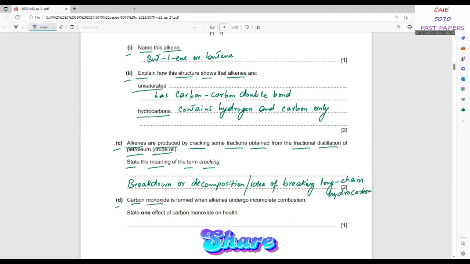D. Carbon monoxide is formed when alkenes undergo incomplete combustion. State 1 effect of carbon monoxide on health. It's a poisonous or toxic gas.